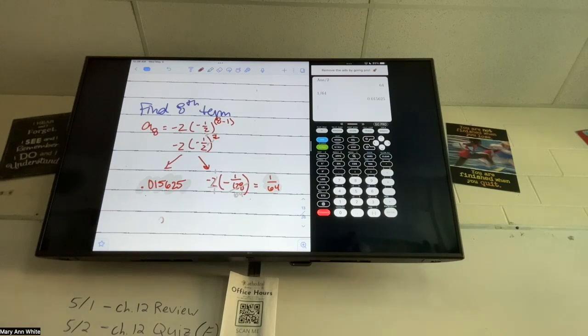So my a sub 8, and again, I prefer fractions, is 1/64, but if you were looking at the decimal, or if I gave you a decimal to start, that would be the answer.